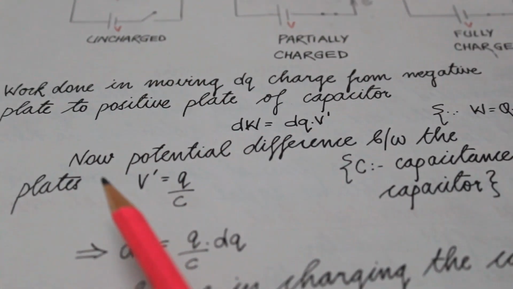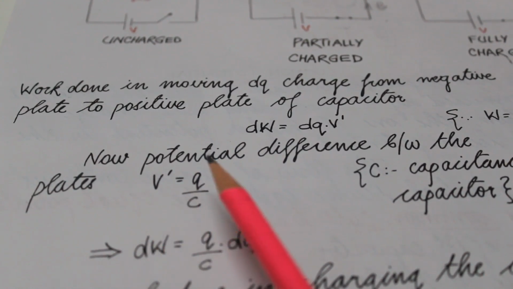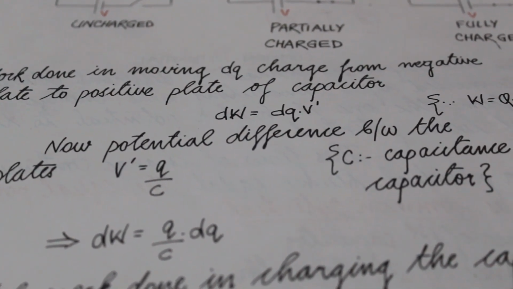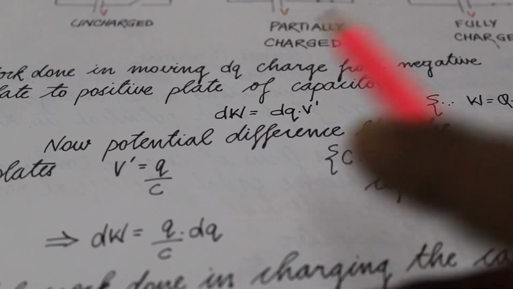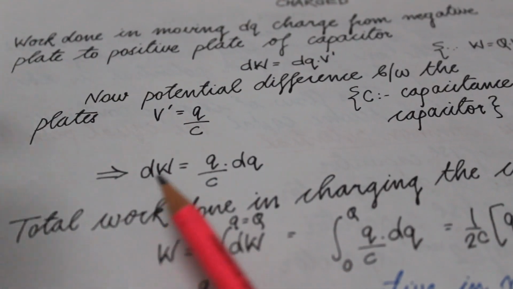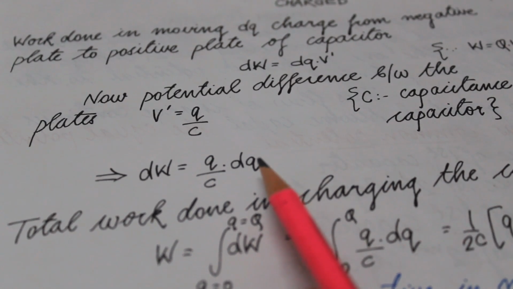Now the potential difference V dash is equal to Q by C. We have already discussed the capacitance of an electrical capacitor, and from that we get V dash is equal to Q by C. Putting this, we get dW is equal to Q by C dot dq, where dq is the charge transferred.